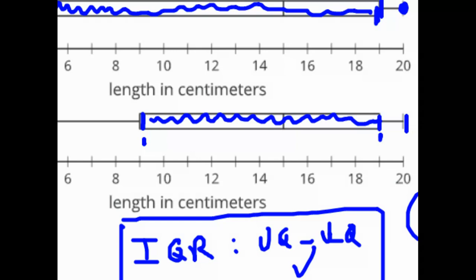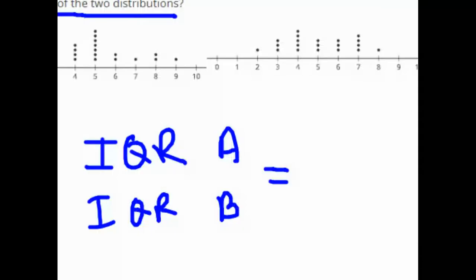So even though they have the same range, the fact that the IQR is less means that this one, box plot A, is much more variable, is a little more spread out. But always check the range first, then check the IQR.